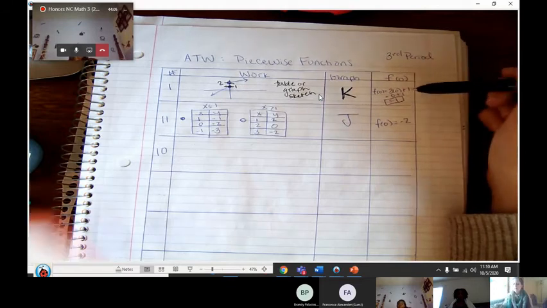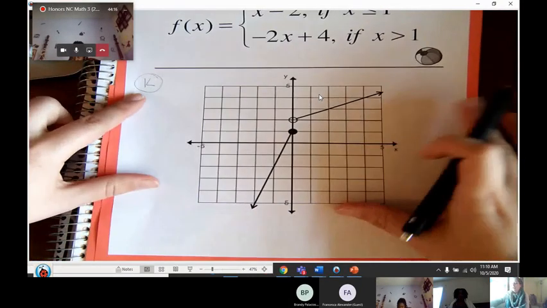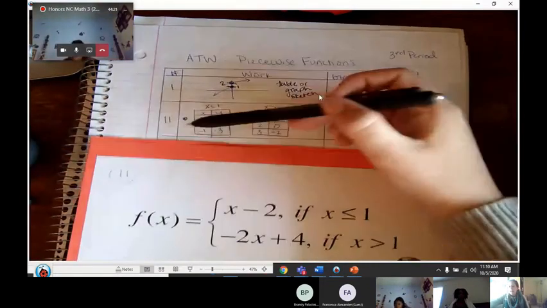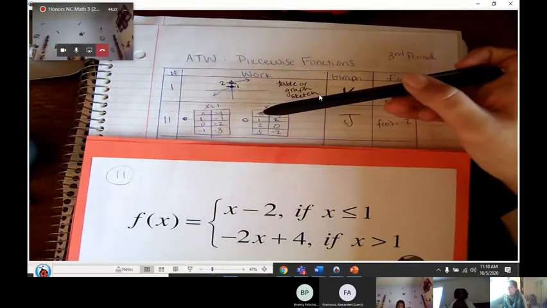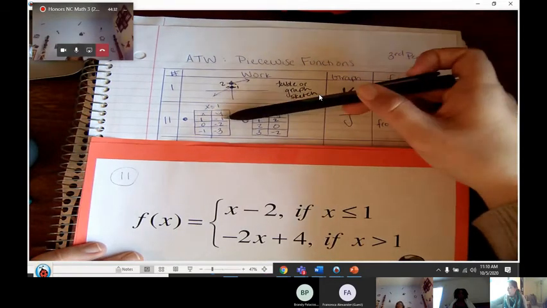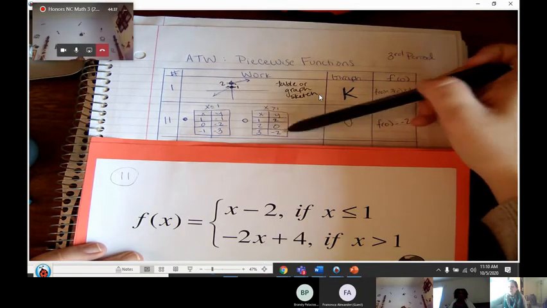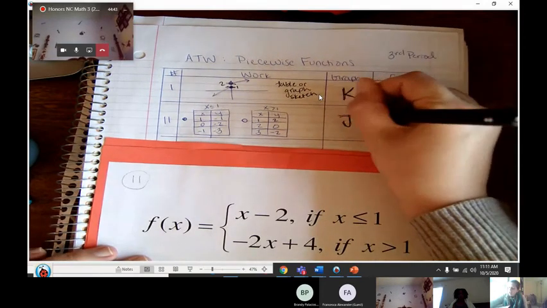So now, because this was number 1, the function here corresponded to graph K, I would do number 11 next. So on my sheet, I would write number 11. And I decided to show you guys with tables for the next one. So I would do a table starting at 1 with each of them. These are going to be values less than or equal to 1. These are values greater than 1. And I would sketch those out and then look for the corresponding graph there. I ended up finding that my corresponding graph was J.